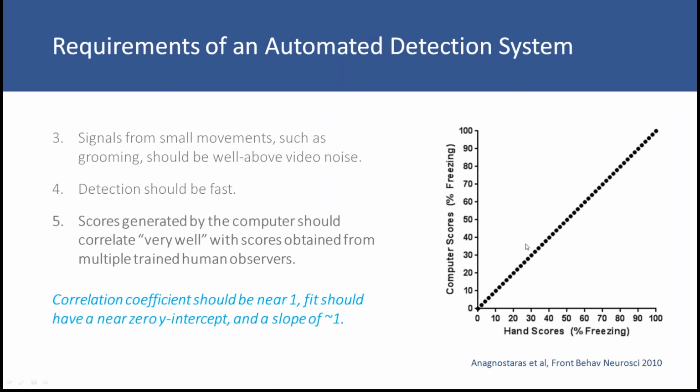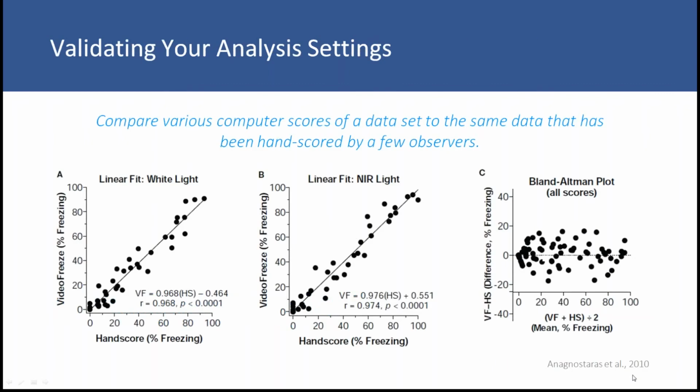Here are some examples of the validation that was done with our video freeze system in mice. And this is from the Anagnostaras et al. paper 2010. We have correlations done between the video freeze software on the x-axis and hand scores, and I think this was from 3 trained observers, the average of 3 observers here on the x-axis. And under visible light conditions, we see a very good correlation between the automated scores and the hand scores.